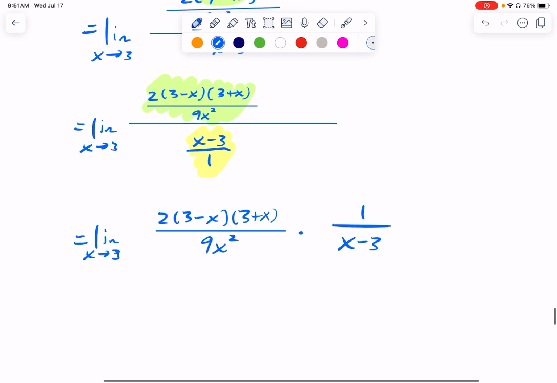And hopefully we see something here that can cancel. There is a little bit of a trick here. This is x minus 3. Probably we want that to cancel. As a rule of thumb, if you're getting 0 over 0 with x minus 3, with x approaching 3, then probably something with a 3 will cancel.